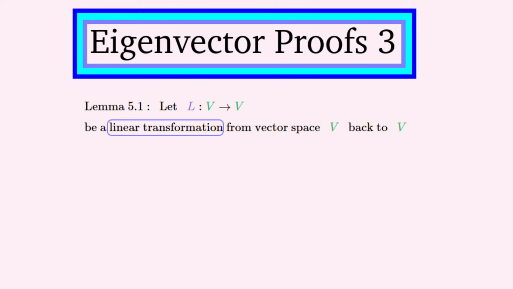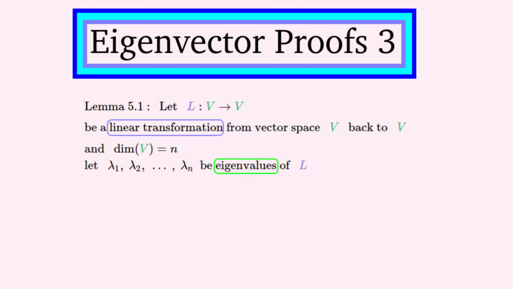Firstly, there's a linear transformation L that maps elements from a vector space called V back to this same vector space. And the dimension of this vector space is n, so this space is represented by vectors with n elements. And these are the eigenvalues of L, since L is equivalent to a matrix, so L can be said to have eigenvalues and eigenvectors too. And all of these eigenvalues must be different to each other and real. No complex eigenvalues are allowed.